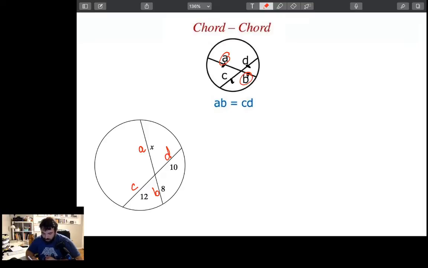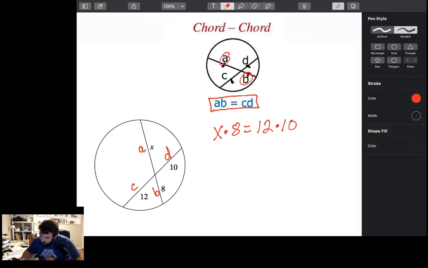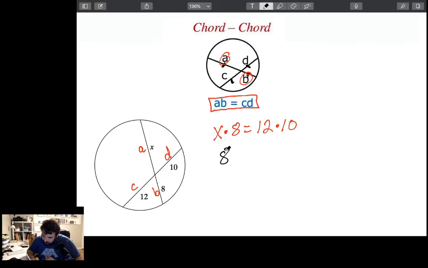So we'll go ahead and label A as my x, B is 8, C will be 12, D will be 10. No major science involved with that. We're going to just utilize this lovely formula up here, AB equals CD. Kind of a proportionality thing going on. So our AB equals CD tells me that x times 8 equals 12 times 10. Doing some basic simplification, don't overcomplicate it. It's still just algebra. So 8x in this case is going to equal 120.